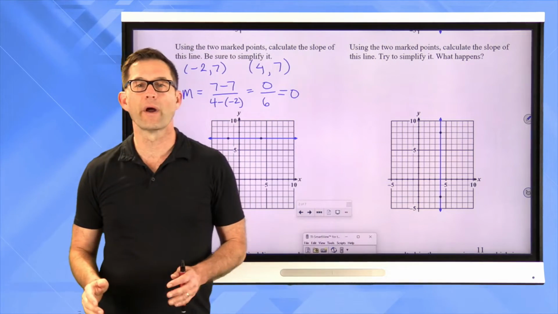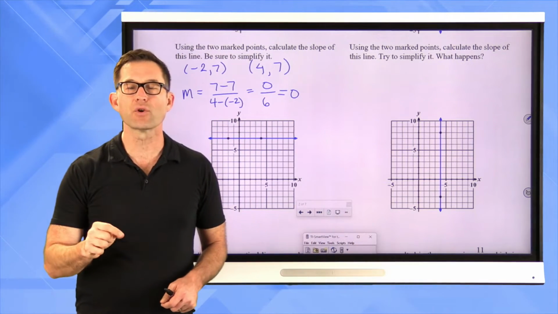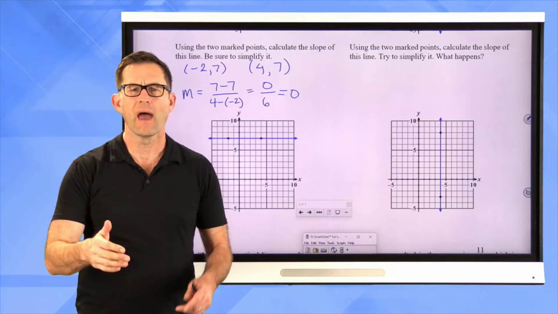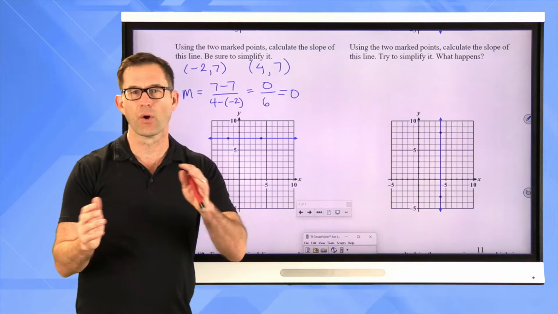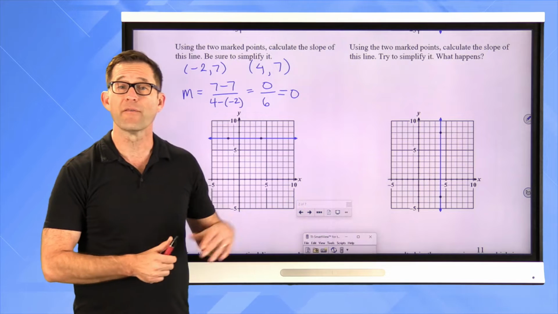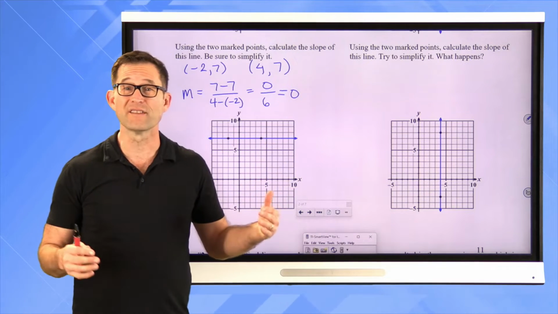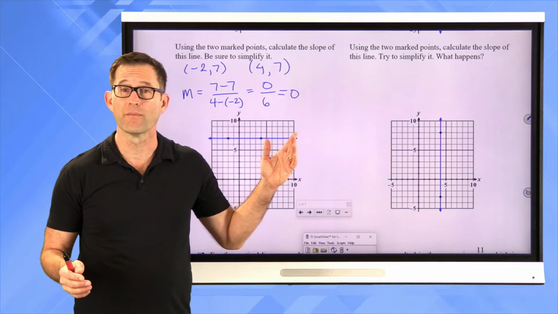And that makes sense, right? Because a slope is a measure of how steep a line is and whether it's going up or going down. That's the whole negative positive piece. But a flat line, we want to say that its slope is 0.